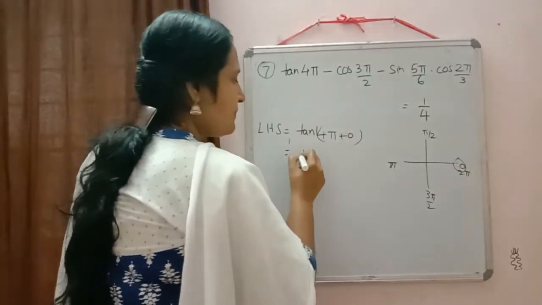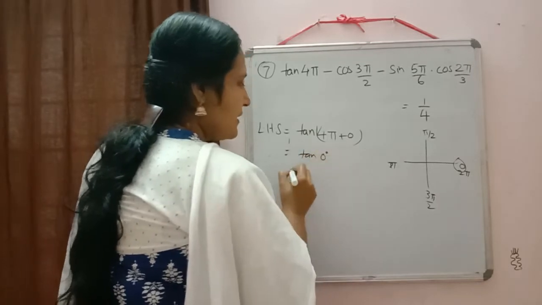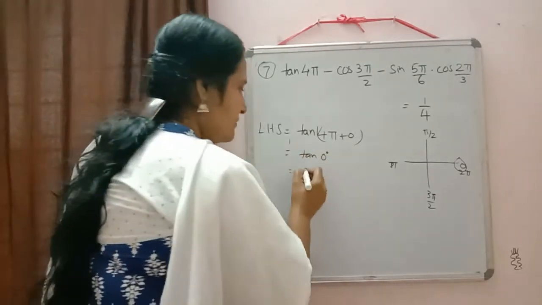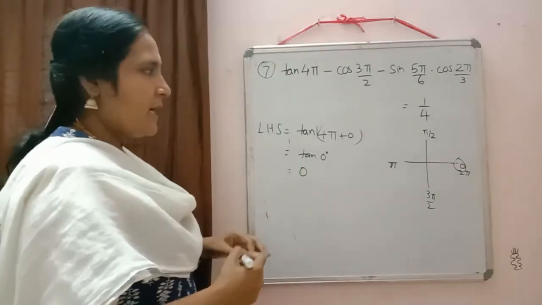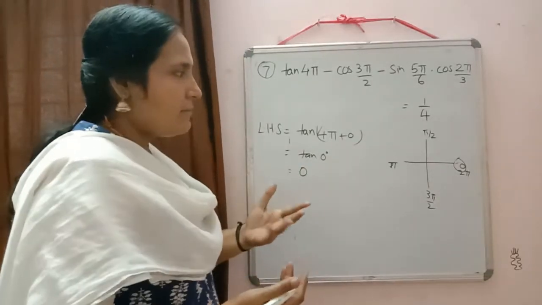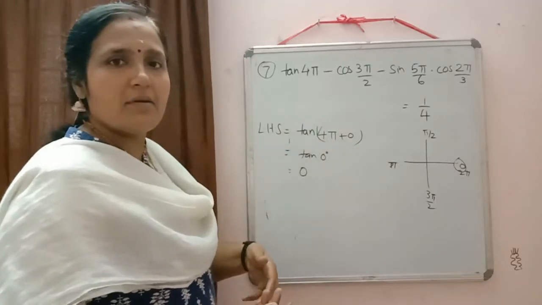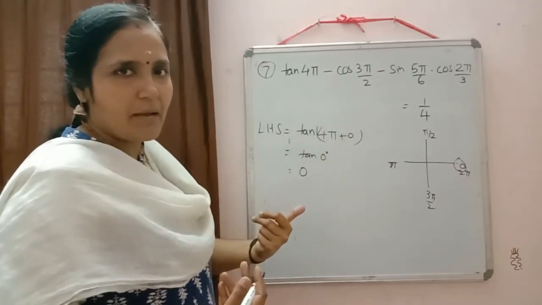So what will come? Tan 0 degree. And what is the value of tan 0 degree? 0. So its value is 0. In the same way, it can be asked why we wrote plus 0 only. We can write minus 0 here also, then also the answer will come 4 pi only.